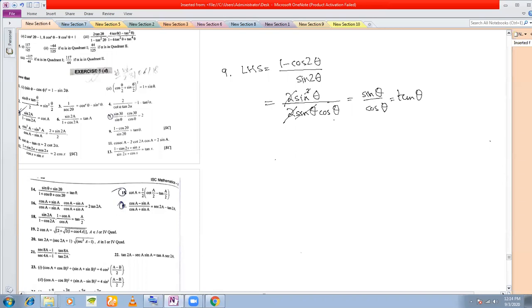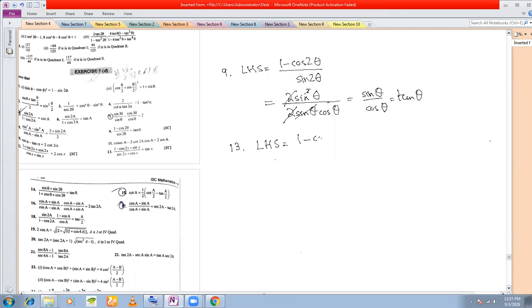So this is what this problem is. Two lines, but very, very important problem. Okay, and the next problem is number 13. Left hand side.